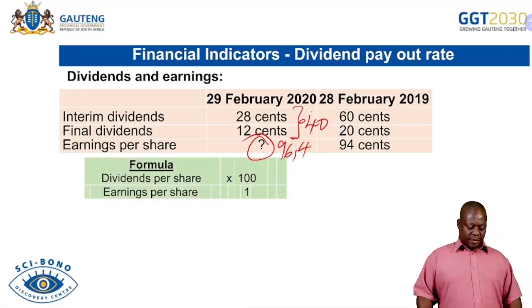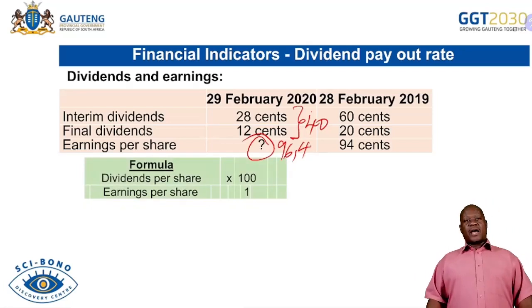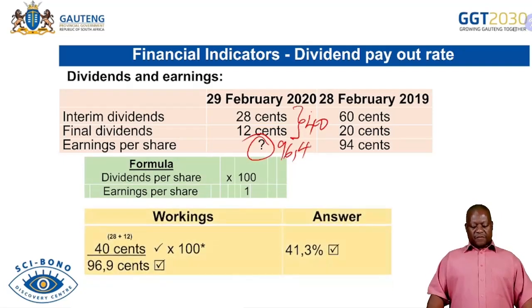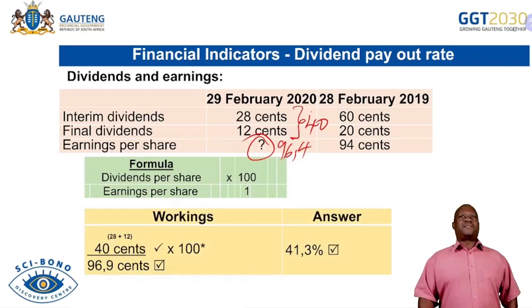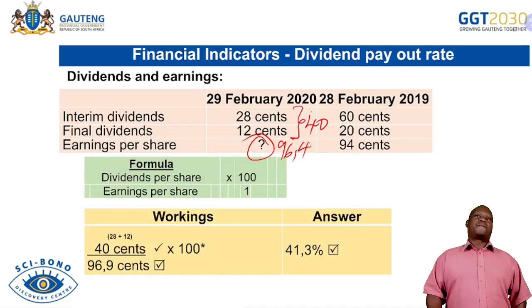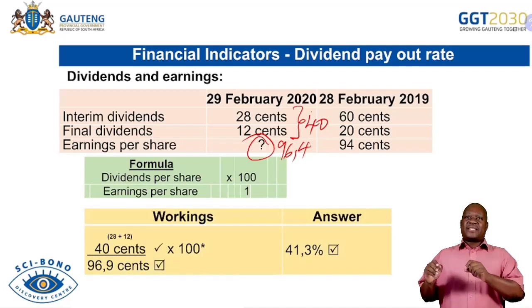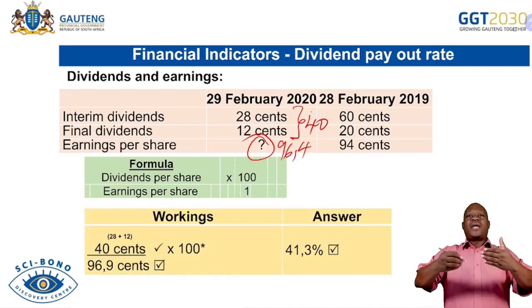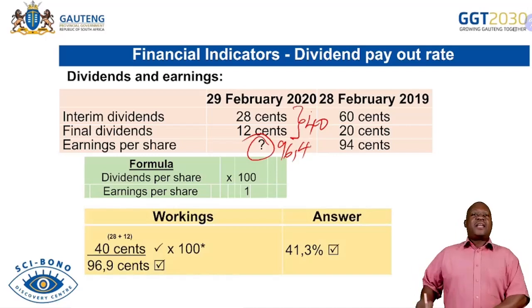Now let's check into the information that is given. There is the formula. Dividends per share divided by earnings per share. Let's put in figures there. 40 cents divided by 96.9 cents. Check. We just divide and multiply by 100 and we get our answer. And in this case, it is 41.3%. It simply means we are giving out 41.3% of the earnings away as dividends. The rest we are retaining it.